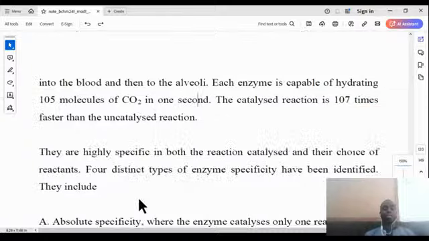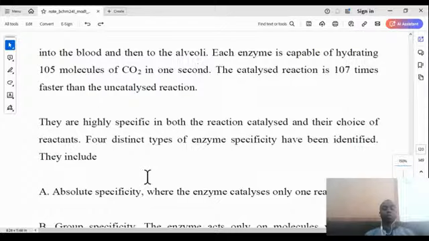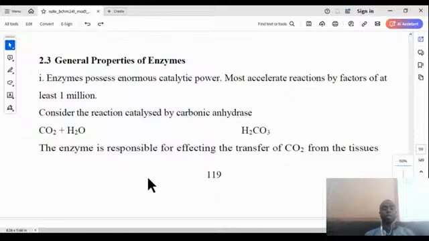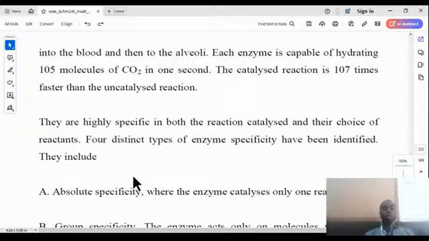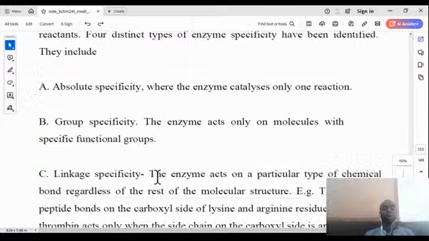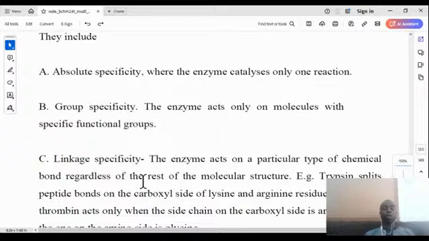They are highly specific in both the reaction catalyzed and their choice of reactant. 4 distinct types of enzyme specificity have been identified. We have absolute specificity, where the enzyme catalyzes only one reaction, and group specificity, in which the enzyme acts only on molecules with specific functional groups. And we have linkage specificity, in which the enzyme acts on a particular type of chemical bond, regardless of the rest of the molecule.